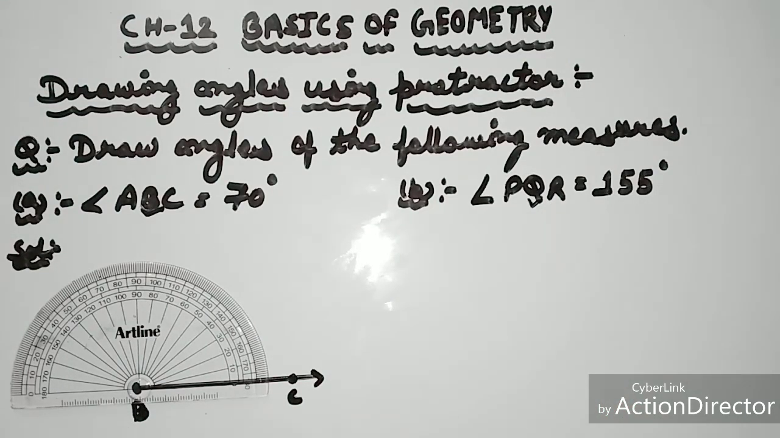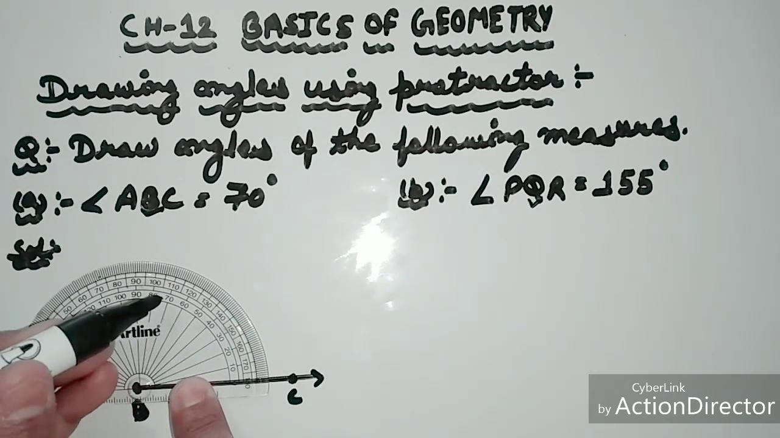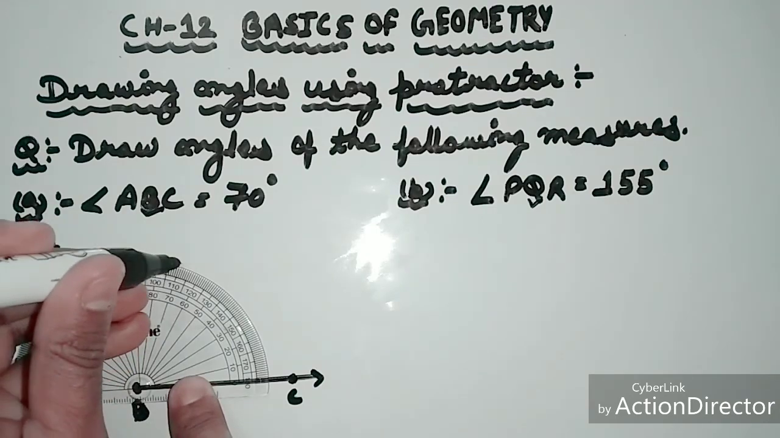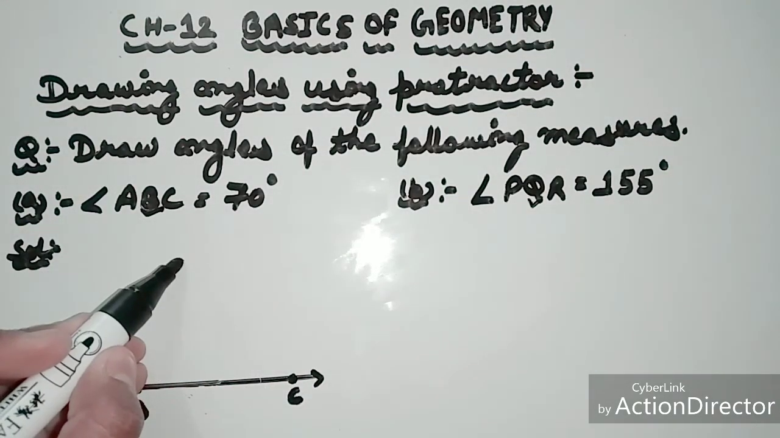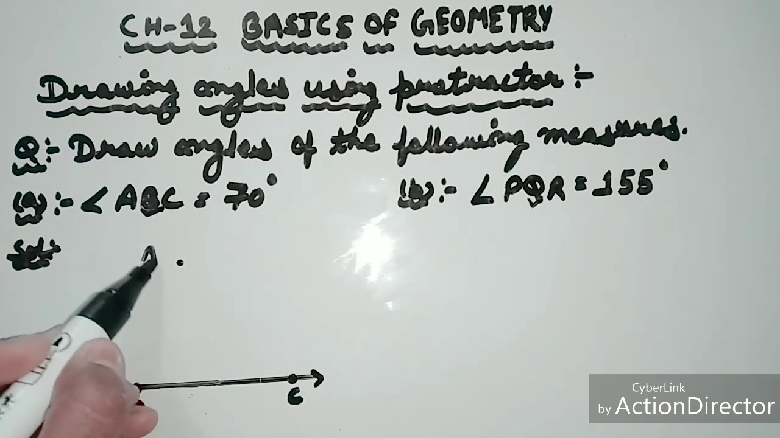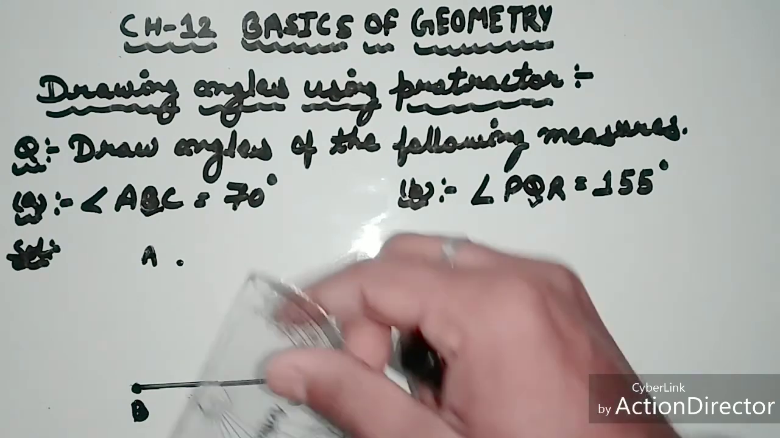So using the scale, now mark the point at 70 degrees. Here, on the inner scale, 70 degrees is here. So mark a point at 70 degrees and label the point as A. Now join point A and B.